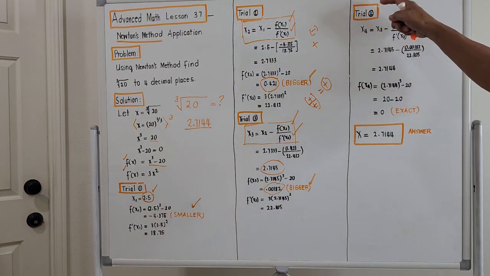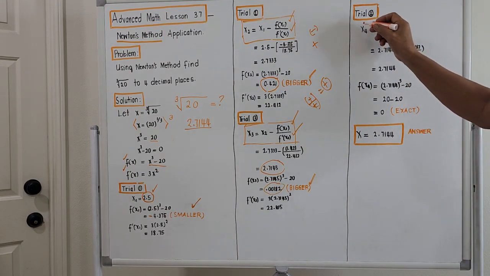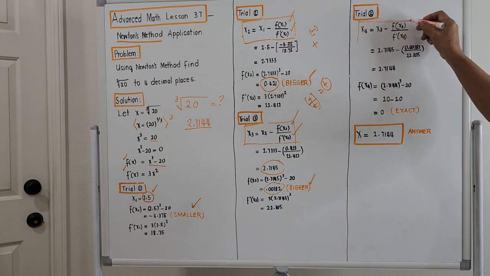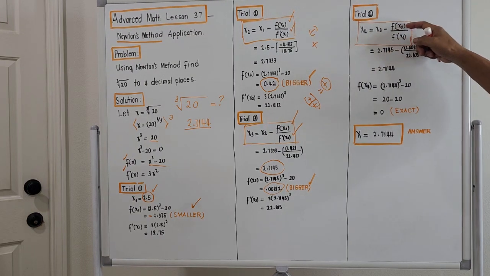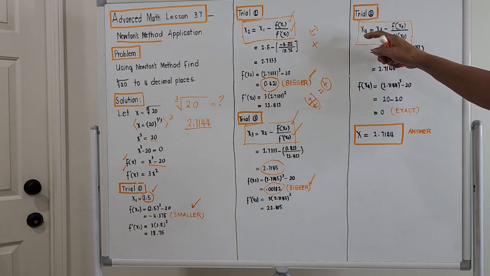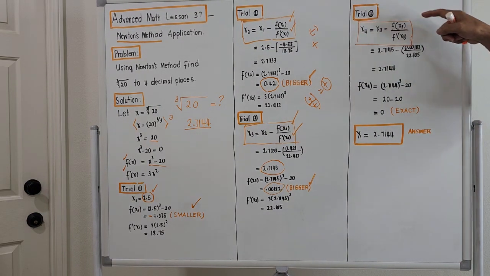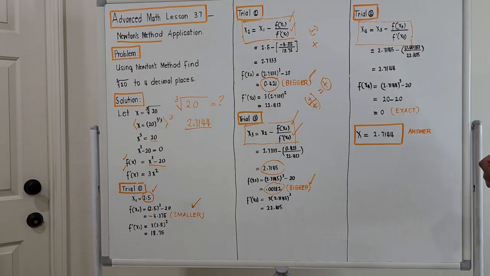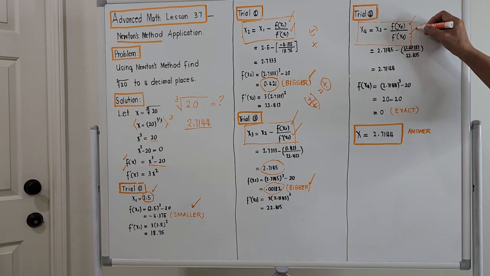So for trial number 4, and I think this will be the last trial before we could get the correct answer. Trial number 4. Again, by using the formula for Newton's method, x4. Okay, so you notice the subscript. This is 3, this is 3, this is 3, and this should be 4. Meaning, the trial value number 4 should be trial value number 3 minus function of x3 over f prime of x3. We now know this one.